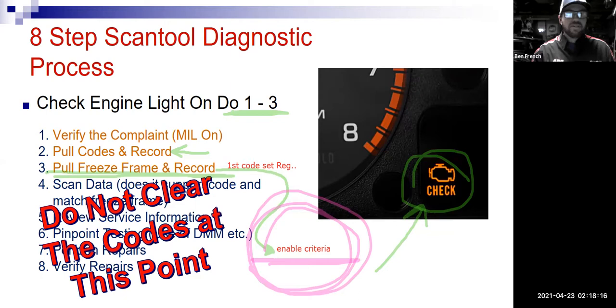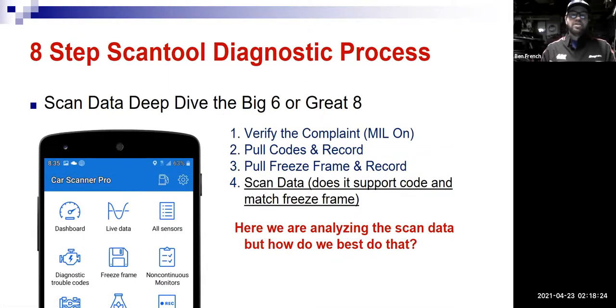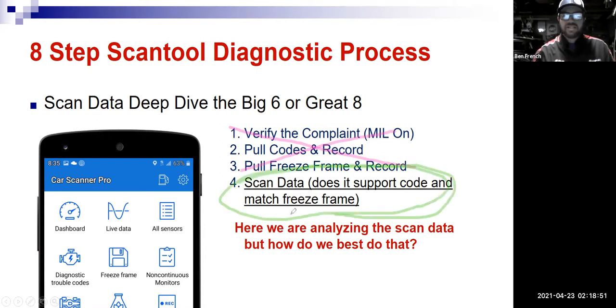Okay. So moving right along. Clear out those drawings. So earlier this semester, we talked about the Big 6, or what I've modified to be the Great 8 data parameter PIDs, right? So at this point in our diagnostic process, we've done steps 1, 2, and 3. We pulled the codes, pulled the freeze frame. And now we're analyzing that scan data and we're asking ourselves, does the scan data support the code?